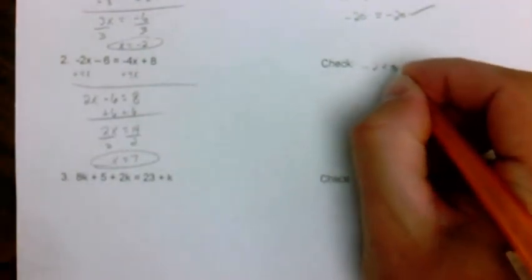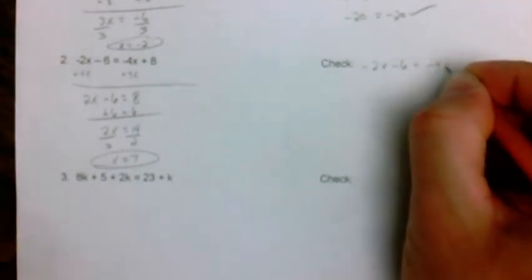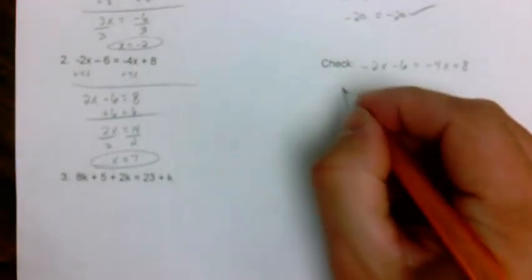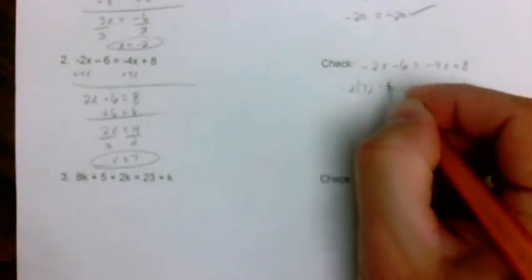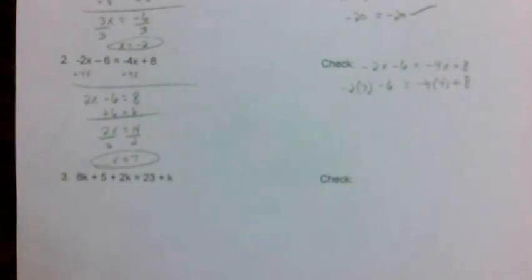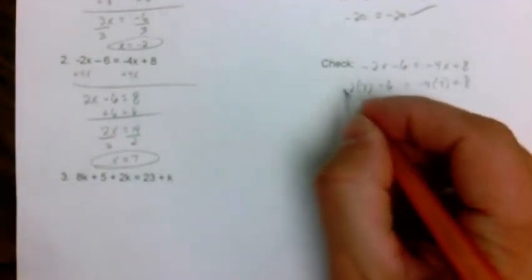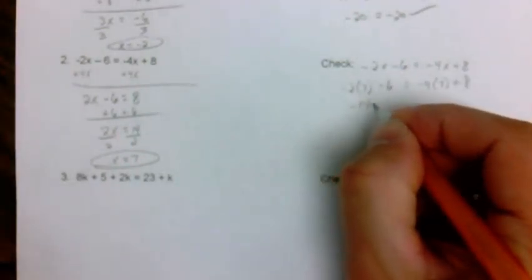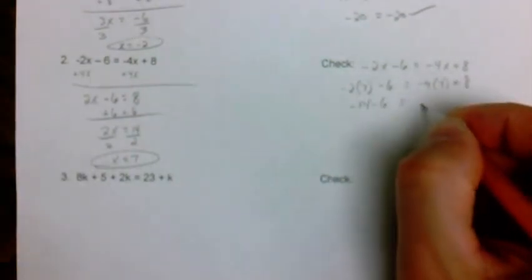Again, we'll make sure by doing our check. Negative 2x minus 6 equals negative 4x plus 8. Replace x with 7, since that's what we think the answer is. And now use order of operations. All right, we're going to multiply before we subtract or add. Negative 2 times 7 is negative 14. And negative 4 times 7 is negative 28.